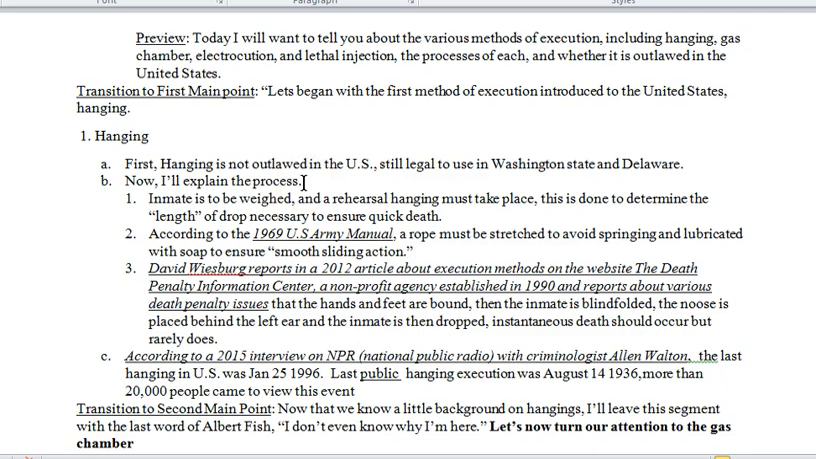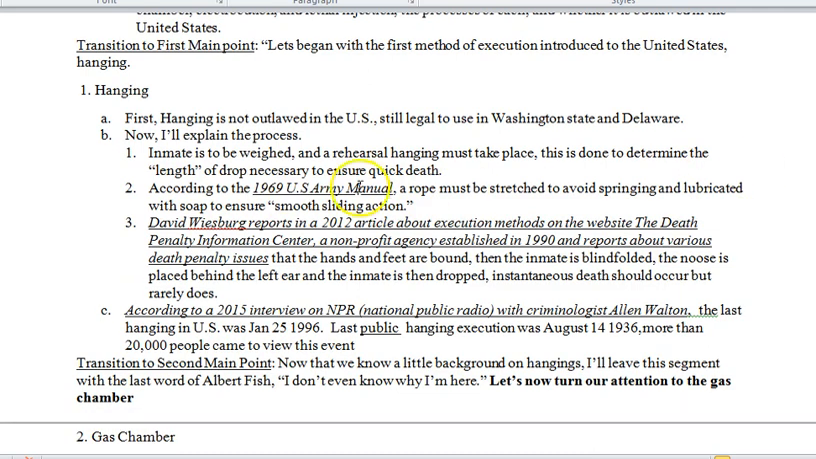Hanging gives me a little bit of information. It's not outlawed in the U.S. Really? I did not know that. Okay. So we have a little bit of information about hanging. Now I'll explain the process. That's the second subpoint, B, being a subpoint of hanging. So, explain the process. It looks like we're going to go through: inmate is to be weighed, a rehearsal hanging must take place. Oh, okay. I don't know who rehearses that, but okay. Okay, we've got a source: 1997 U.S. Army Manual. All right, that's a source.